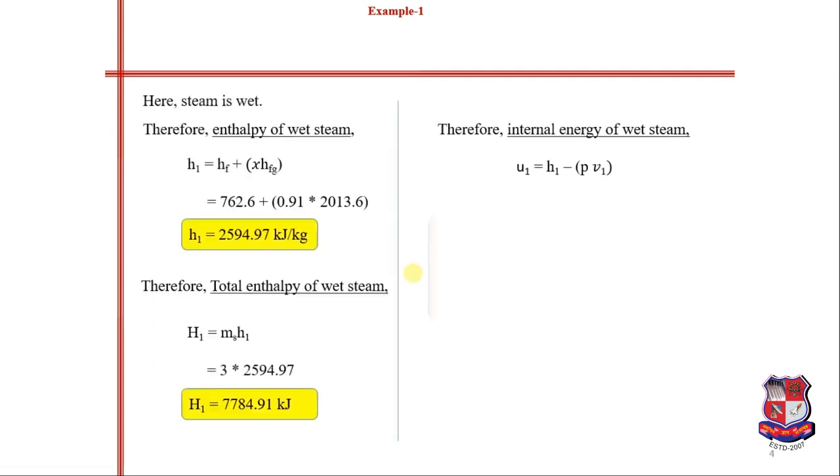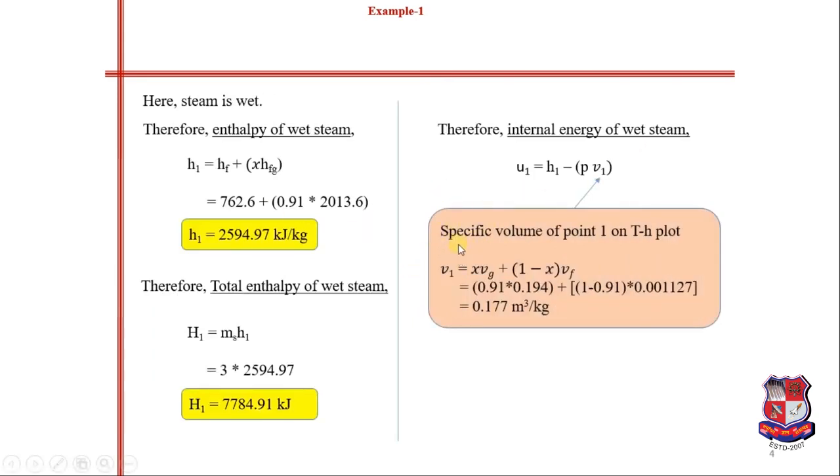Okay. So volume of wet steam, specific volume of point 1 is given as X into Vg plus 1 minus X into Vf. I already derived this equation in previous lectures. Okay. X is 0.91, it is given to us. Vg we have found from steam table, 1 minus X into Vf. Vf is already found from steam table. So volume of point 1 is 0.177 meter cube per kg. Okay. So put the data.